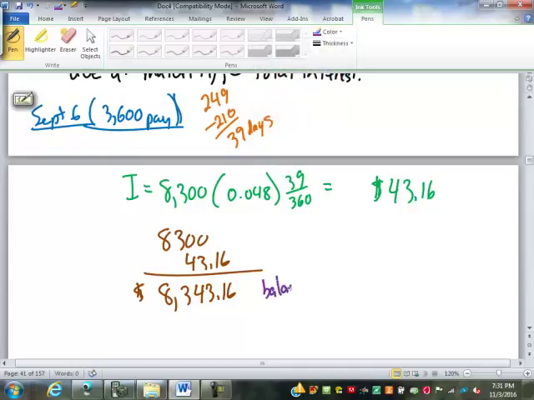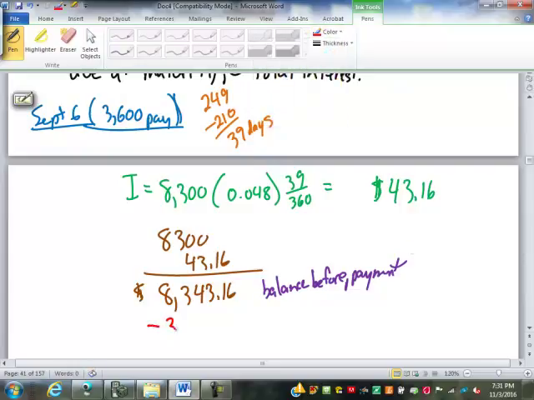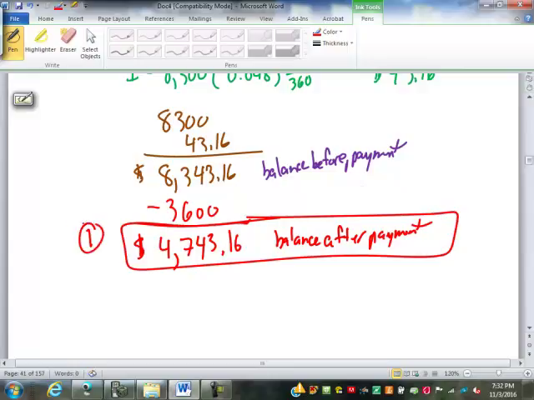Is that what we're looking for? No. So we're going to subtract our payment of $3,600. $4,743.16. That's our balance after the payment. That is the answer to the first question. Balance after the payment.